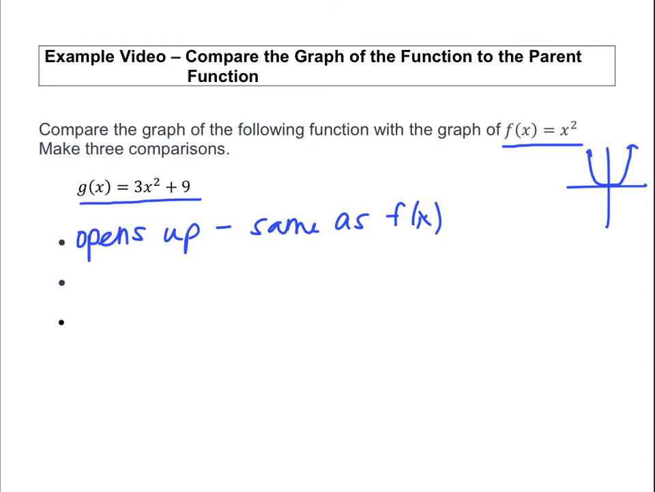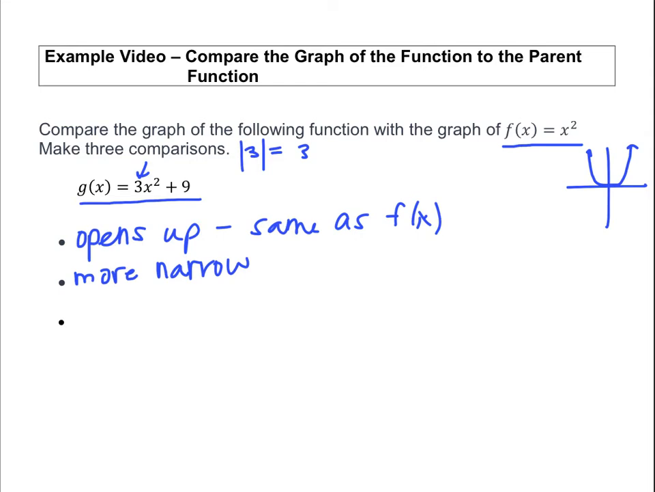Okay, that a value also will widen or narrow your graph. Absolute value of 3 is 3. Remember, we got to just make sure we're looking at a values in terms of all positive numbers. Anything bigger than 1 is going to make your graph more narrow. So g of x will be more narrow, or you could say it will be narrower. That kind of phrasing compares it to f of x.